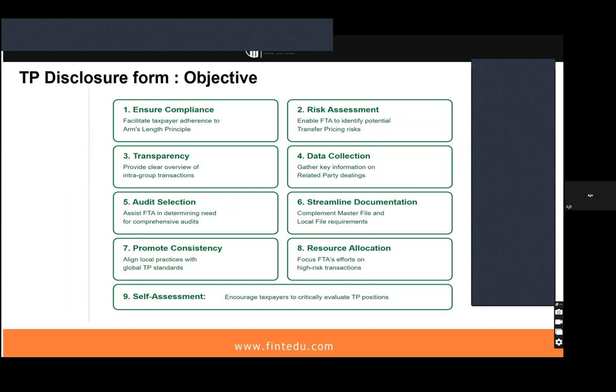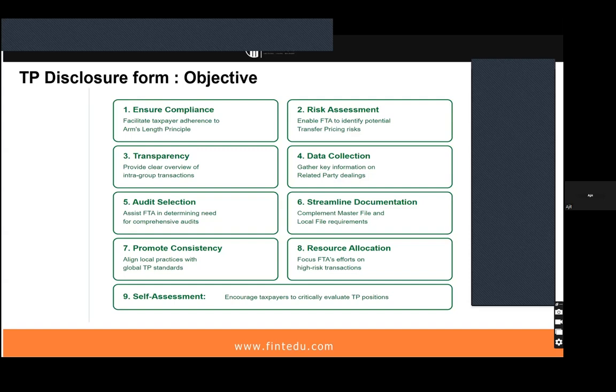Now, as you can see in the form, they have requested the local file and master file. It means that before we submit this form, we need to have an arm's length analysis in place. I have seen other countries where, for the disclosure form, the arm's length analysis is required. But in this case, specifically, there's a section of TP adjustment, and a section where we need to attach the local file and master file.